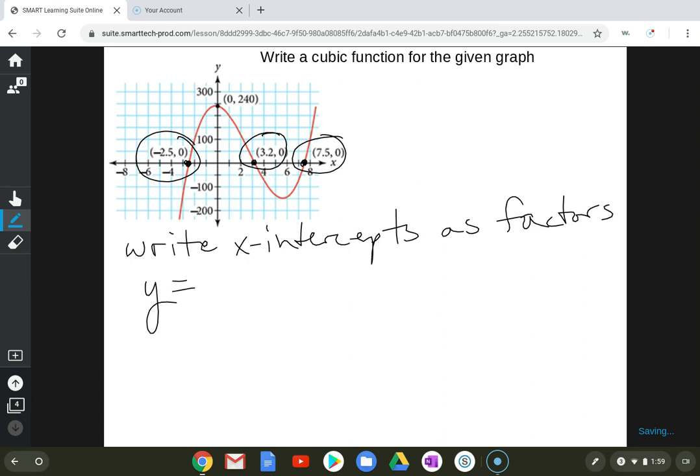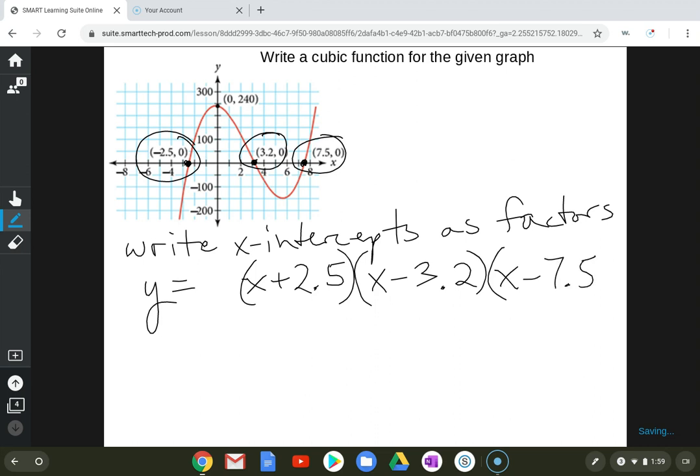All right, so first, we're going to write y equals. Now, if our x-intercept is at negative 2.5, our factor is going to be x plus 2.5. Think of it as kind of like when we did translations, when we shifted 2.5 to the left, we did plus 2.5, very similar. Here we have positive 3.2, so our factor is going to be x minus 3.2. And the last one, we have positive 7.5, so our factor is going to be x minus 7.5.